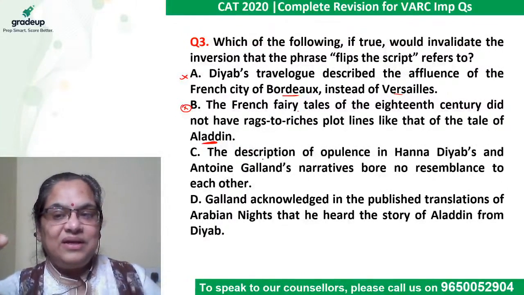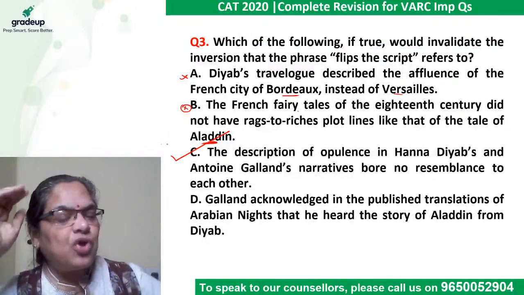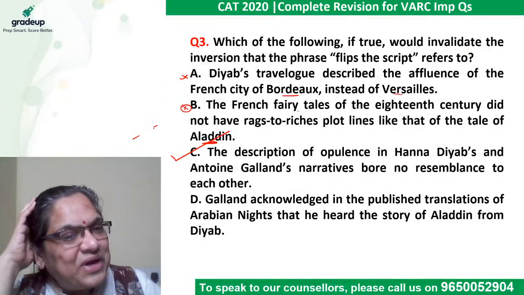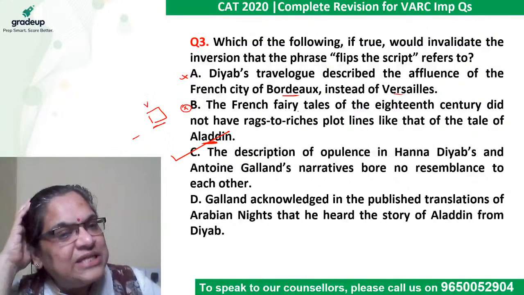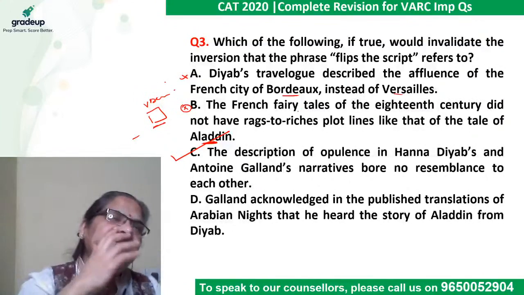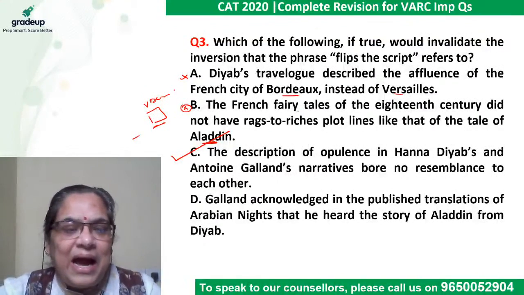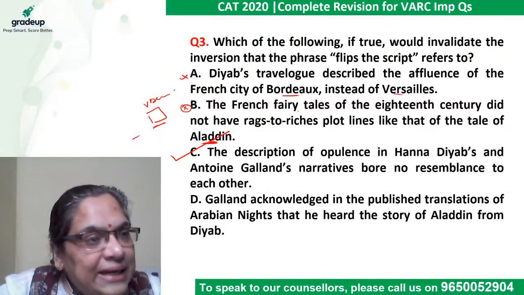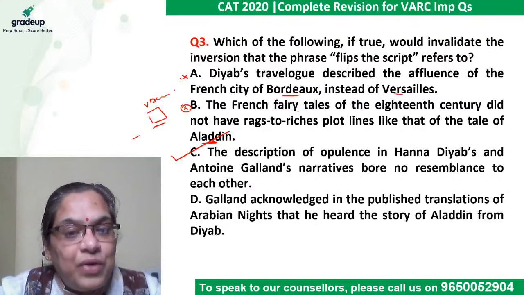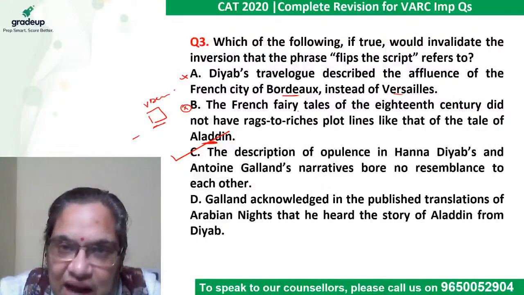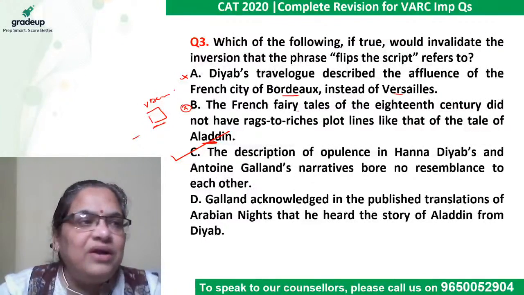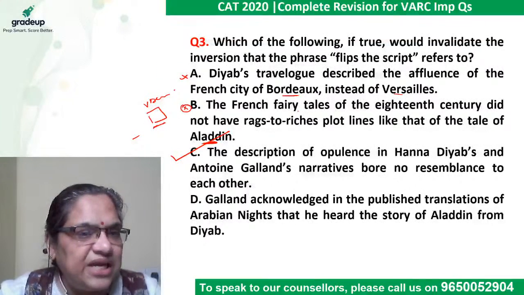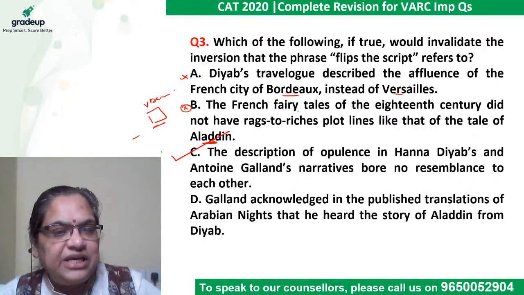Cannot be B. The description bore no resemblance. On what basis are we saying that this and that are the same? In the travelogue, Diab mentions Versailles and he describes Versailles. Oh, the palace was like this. It was so beautiful. And he must have told the same thing to Galland, and Galland mentioned it in his story. Now, if Galland's narrative and Diab's narrative, the description, were different, then we know that Aladdin's story is made up, not based on his personal experience. So the answer for 3 is C.